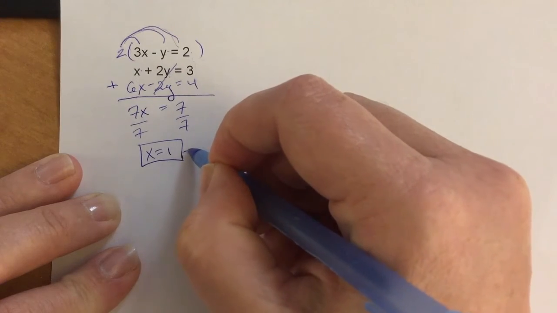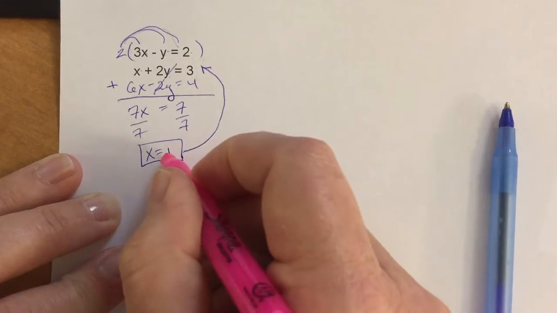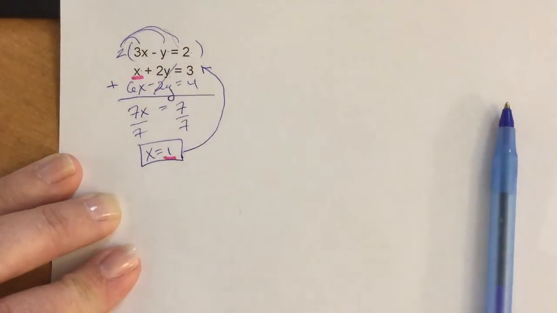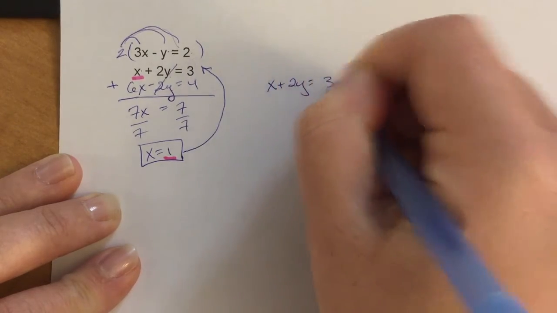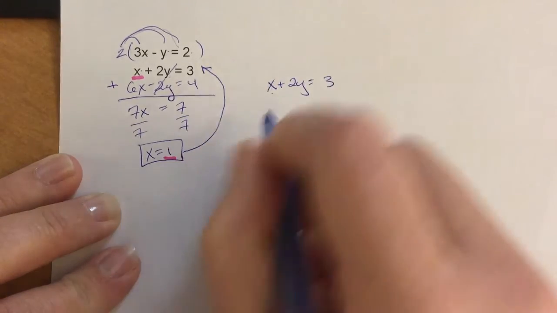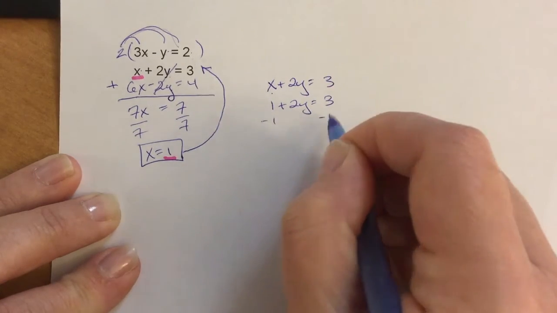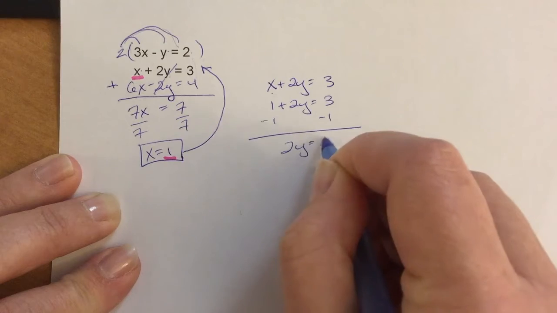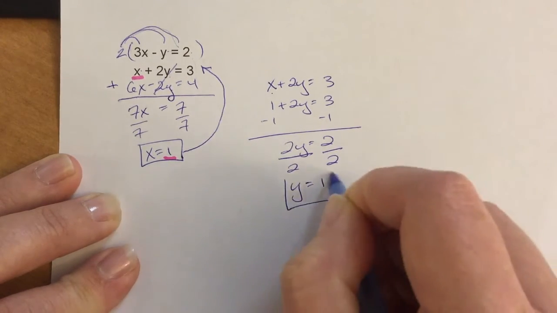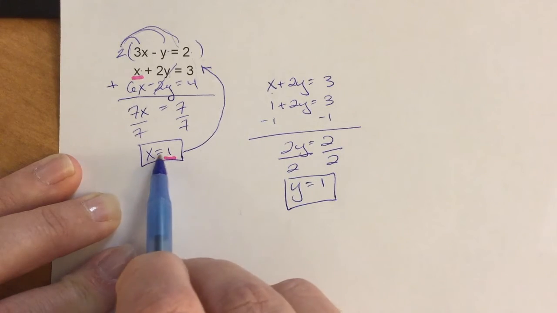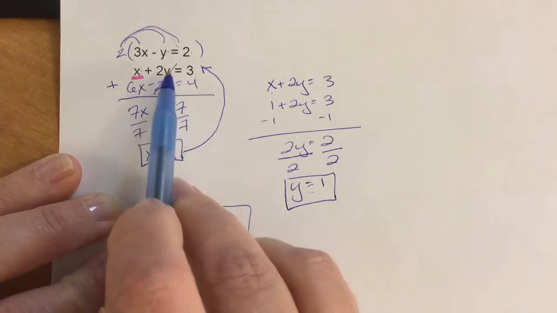So I'm going to bring this up and plug this x in. Now that I found x, I'm going to plug it in here for x. So we have x plus 2y equals 3. And instead of x, I'm going to plug in a 1. So 1 plus 2y equals 3, minus 1, 2y equals 2, divided by 2, so y equals 1. And now I need to write it as an ordered pair, x, y, so 1, 1 is our solution to this system of equations.